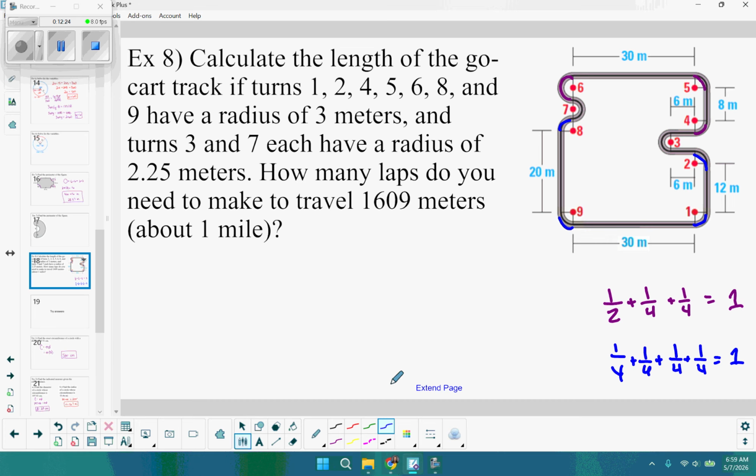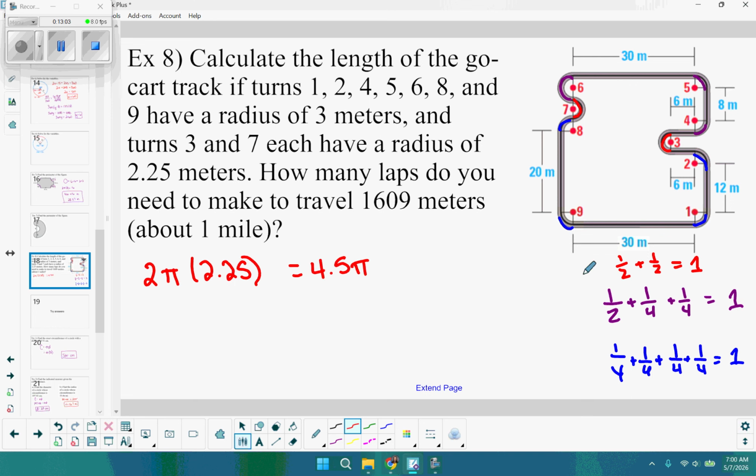And then 3 and 7 each have a different radius, but each one is also half of a circle. So for the other radius, we have a half and a half. So we have one whole circle there. So that means I have to find 2 circumferences of a circle that has a radius of 3 and 1 circumference for a circle that has a radius of 2.25. So for the radius of 2.25, that's 2 pi times 2.25. So that would be 4.5 pi.